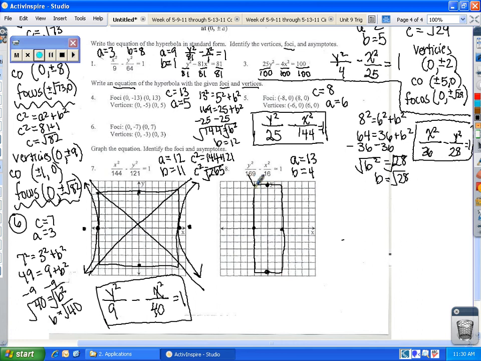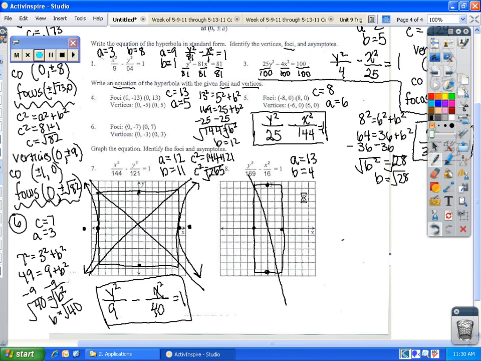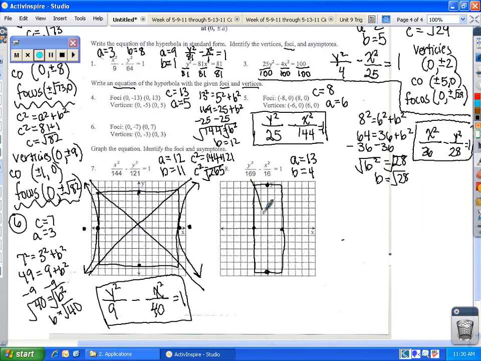And then your asymptotes are going to pass through the corners of that rectangle. Not a very good line again. Let's try that again. And then over here, same thing. And then your branches are going to go with the vertices, which we already said the vertices were the a values and were associated with the y-axis. So there you go.